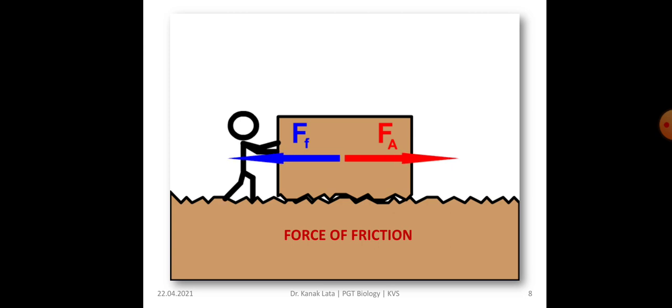This figure indicates the applied force and force of friction. You may see here that both forces are acting in opposite directions.